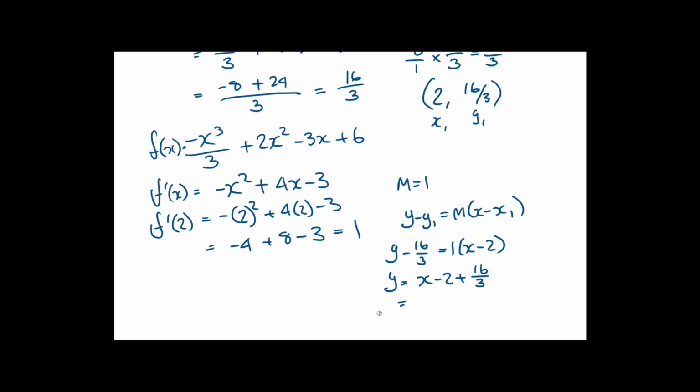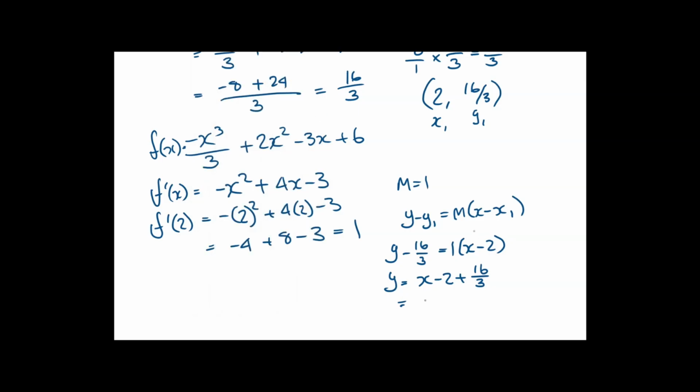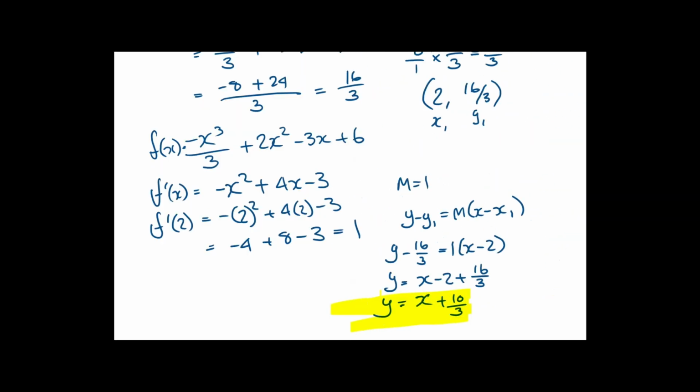So minus 2 plus 16 over 3. I'd recommend when you use fractions like this, put brackets in your calculator, but a bit nippy about that. So it's 10 over 3. So our final equation is y equals x plus 10 over 3. That's our final answer. So we will circle that, highlight that for us.